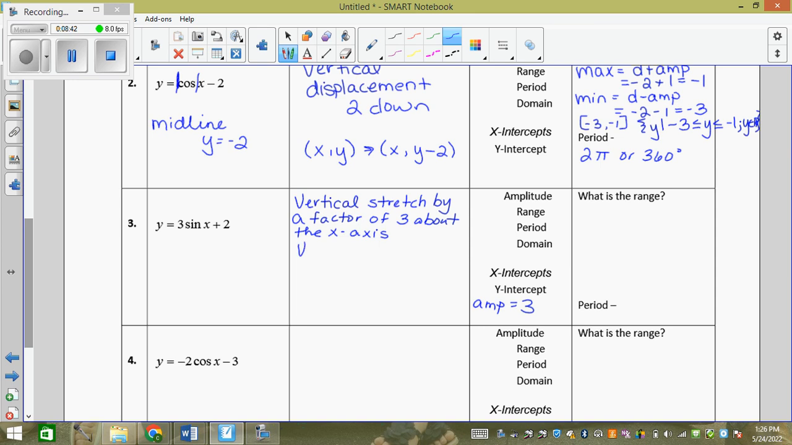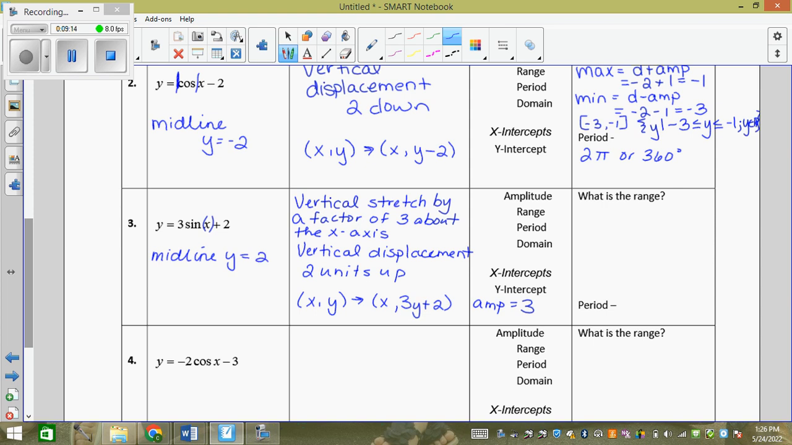And then it has a vertical displacement two units up. So the (x, y) becomes, everything happens to my y, because my x is just sitting here all by itself, nice and lonesome. So my mapping will be lonesome too. So I'll get (x, 3y plus 2). I have a midline at y equals 2, which will help me get my range. And I know I have an amplitude of 3. So these two things help me get my range.